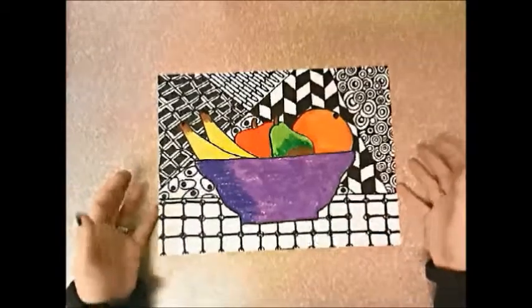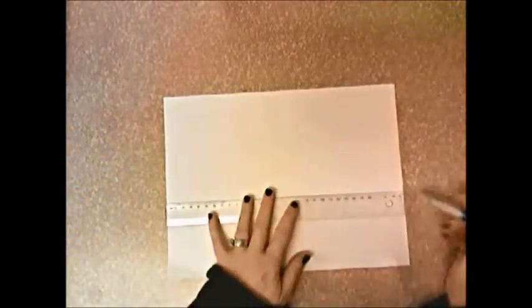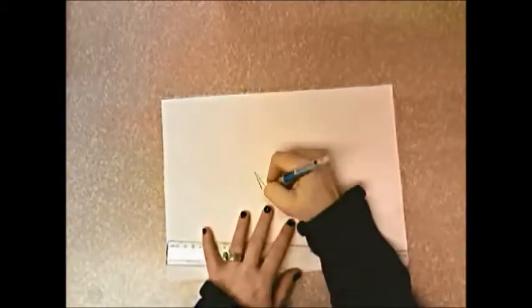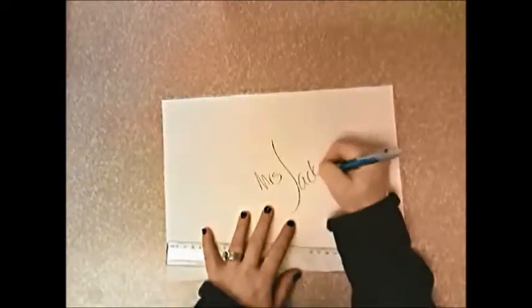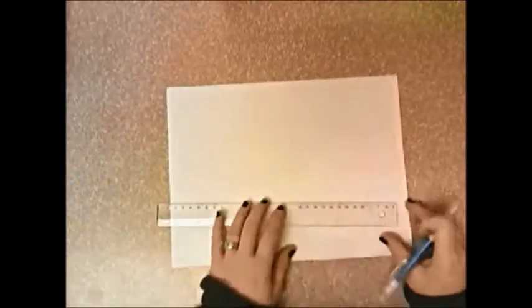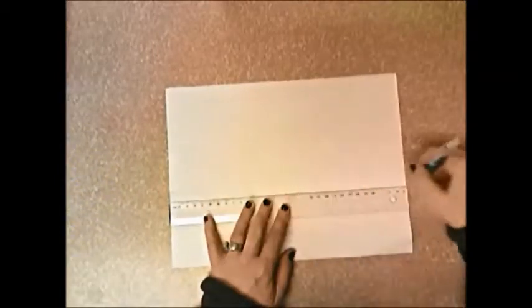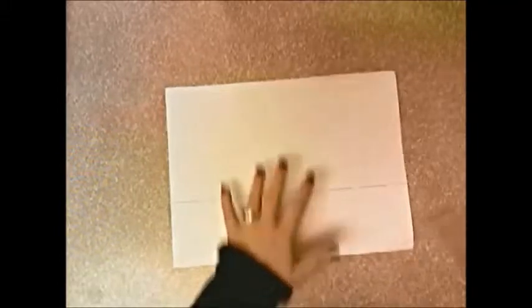So the way that we're going to start this assignment is you're going to start with a white piece of paper, and use a ruler to draw a line across horizontally. Well, let's get our name on the paper first. Name and the day you have art: day A, day B, day C. Flip your paper over and then use a ruler to draw a horizontal line going across your paper to separate the table from the wall.